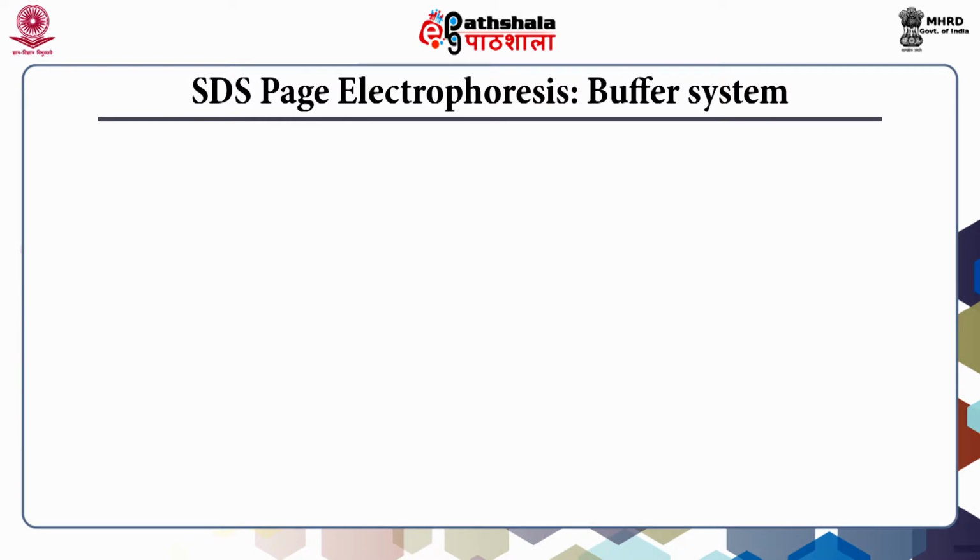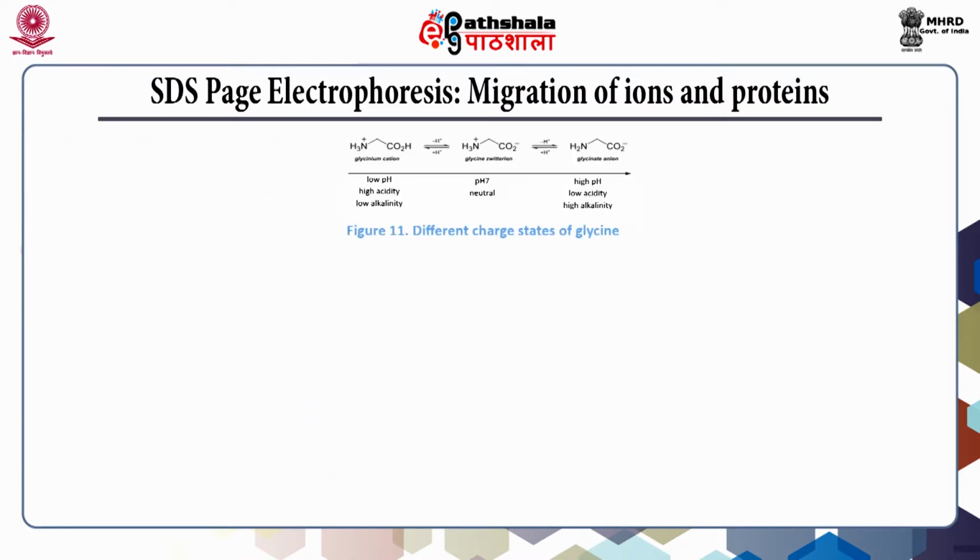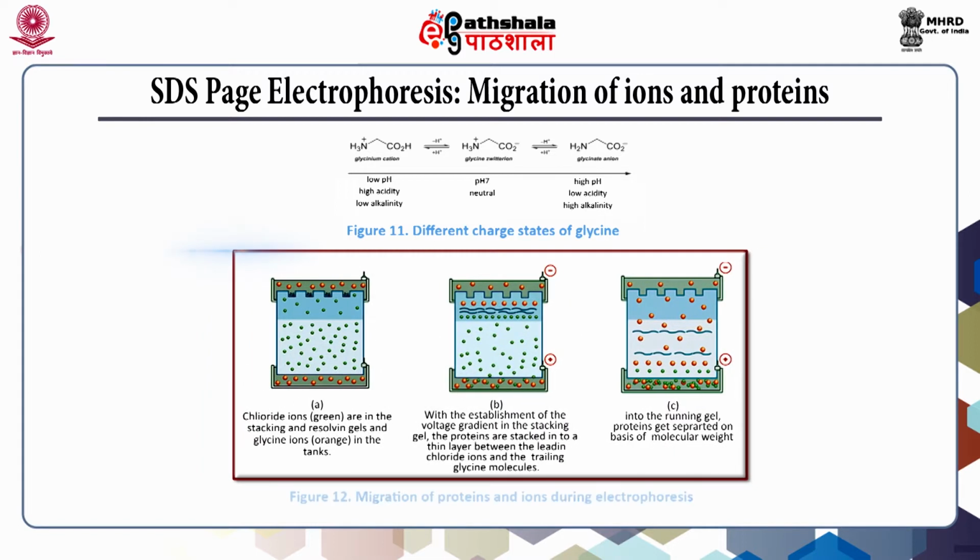The SDS-PAGE electrophoresis functions through the use of a discontinuous Laemmli buffer system, which implies that different buffers are used in gel and tank. The stacking gel is buffered by Tris-HCl to pH 6.8, the running gel buffered by Tris-HCl to pH 8.8, and the tank buffer is buffered at pH 8.3. Have a look at this figure. This figure here outlines the different charge states of glycine, positive, neutral or negative, under different pH conditions. The migration of ions and protein during SDS-PAGE electrophoresis is explained below.